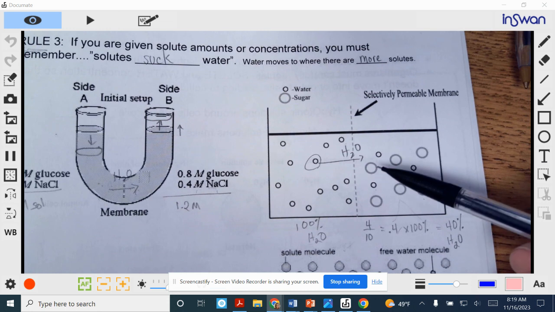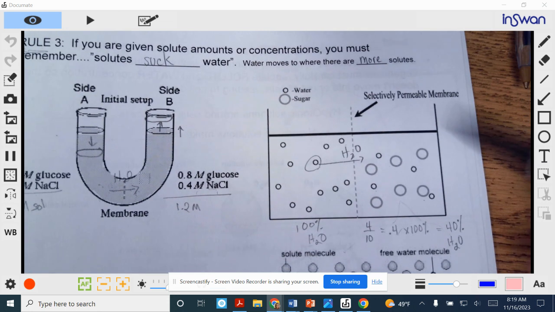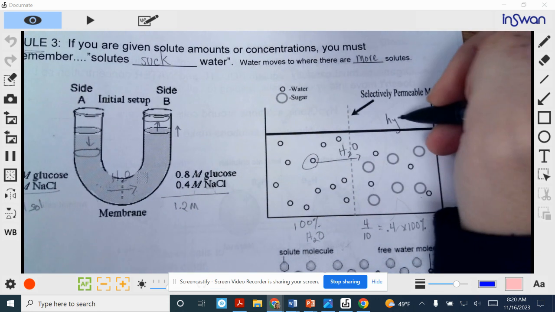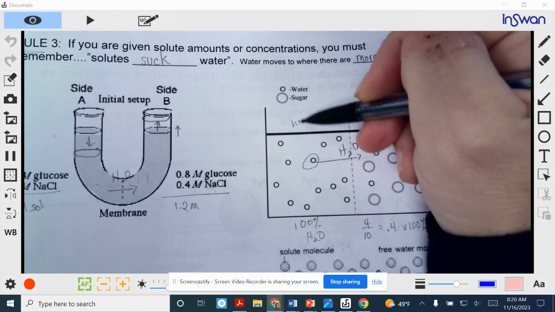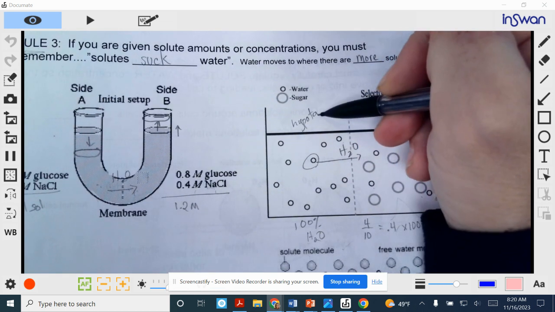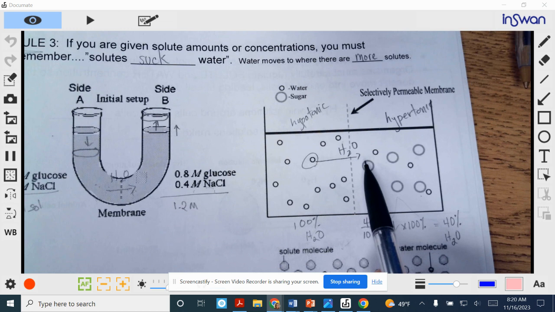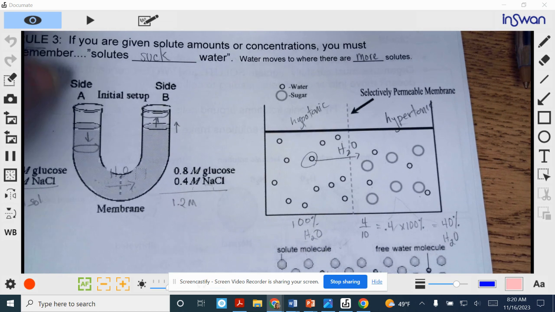Or you could have noted, okay, well, all the sugar's over here. There's none over here. This is the hypertonic solution over here. This solution over here would have been the hypotonic solution. And water is going to go to the hypertonic solution. Like you're going to go to the hyper party.